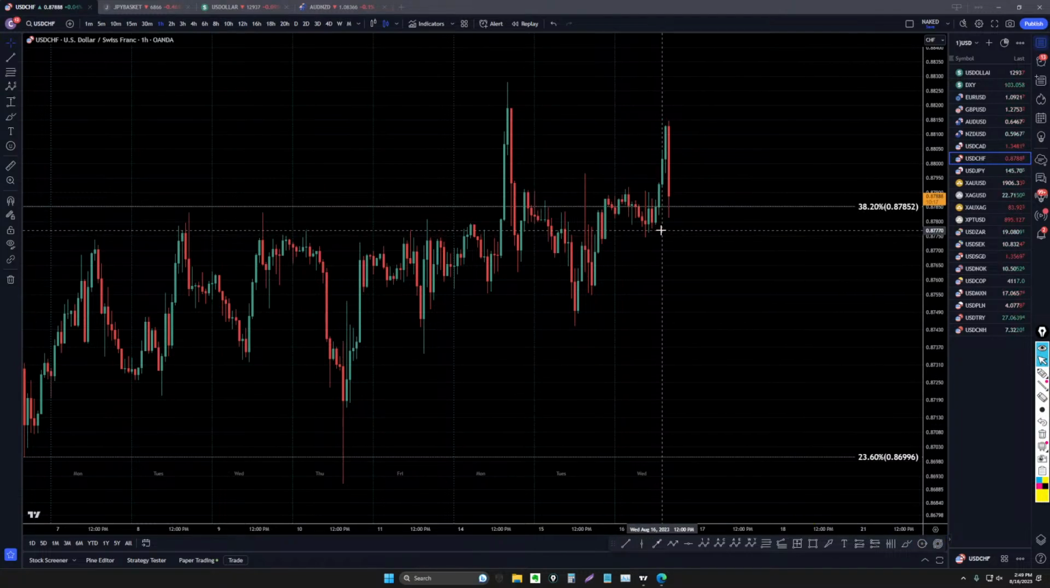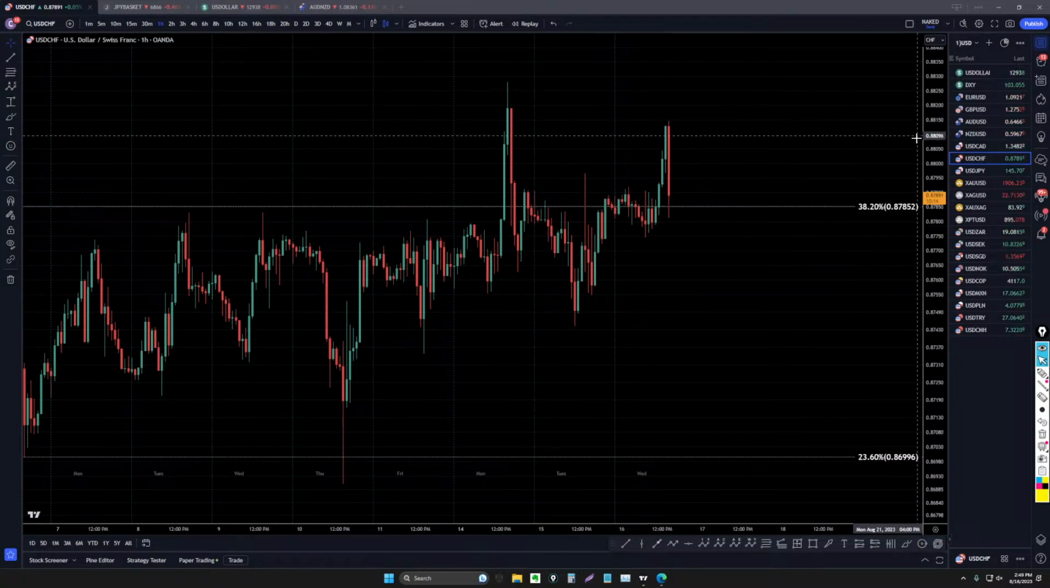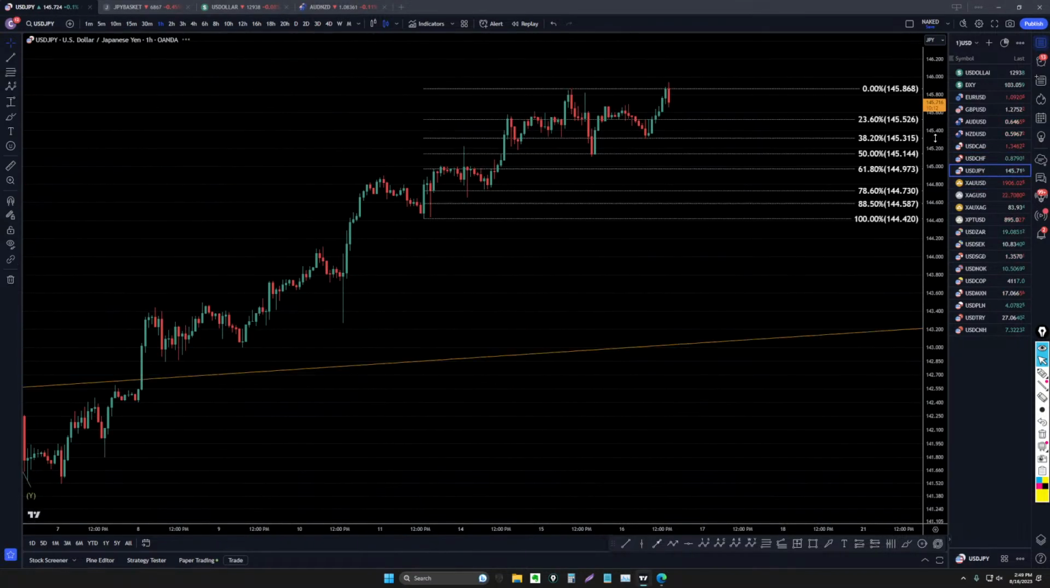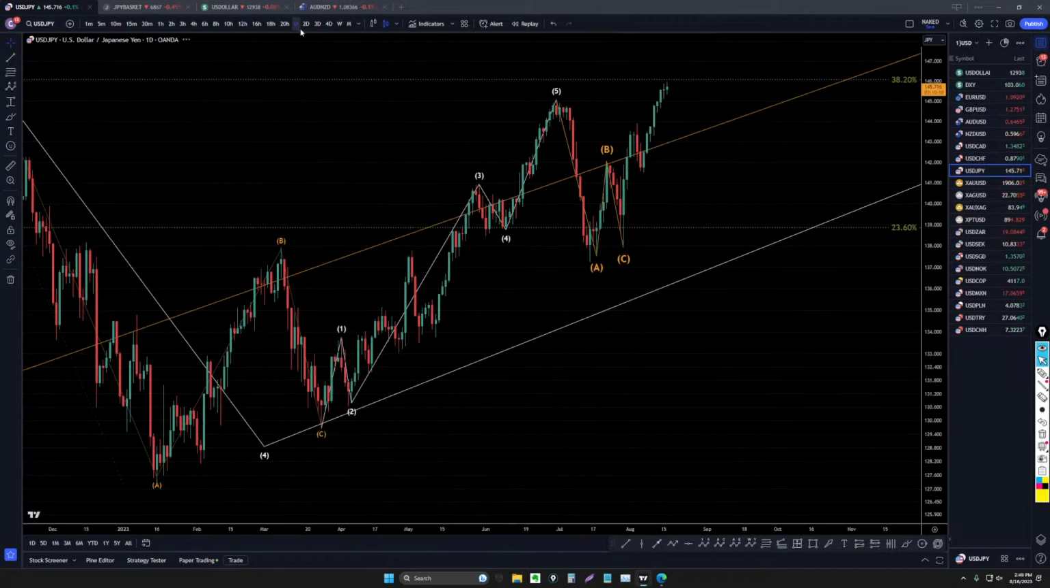We really need to see that break of structure to help confirm it, but it does seem very likely that that is what's going to happen with that. Let's go to the US dollar yen.